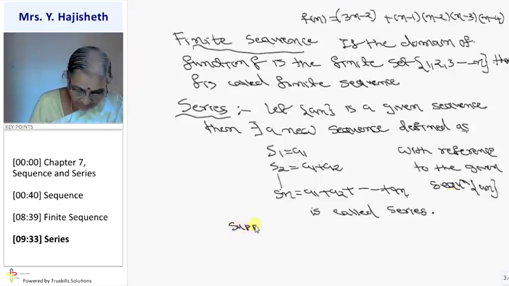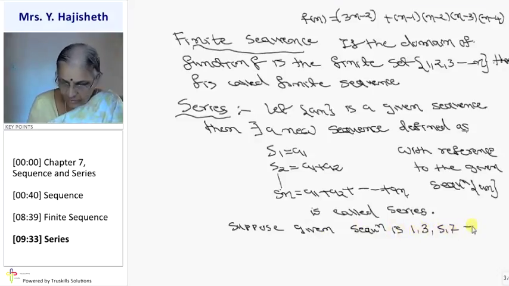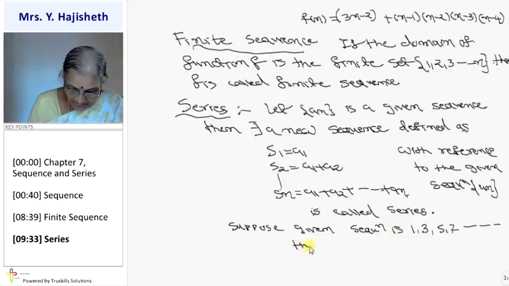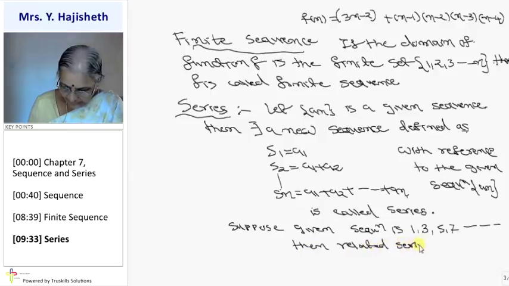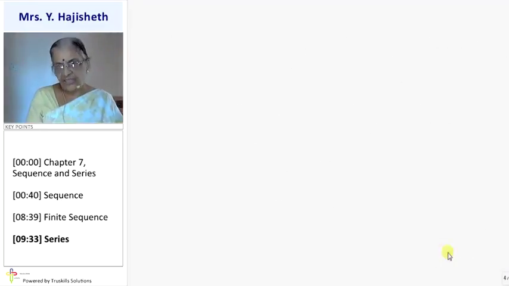Suppose the given sequence is odd numbers 1, 3, 5, 7 and so on. Then the related series is 1, 1 plus 3 which is 4, 1 plus 3 plus 5 which is 9, 1 plus 3 plus 5 plus 7 which is 16, and so on. So the new sequence 1, 4, 9, 16 is called the series associated with the original sequence 1, 3, 5, 7 and so on. Clear?